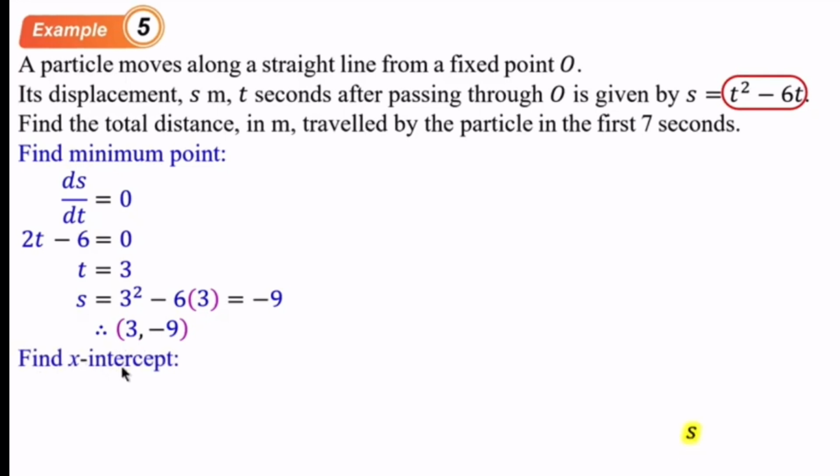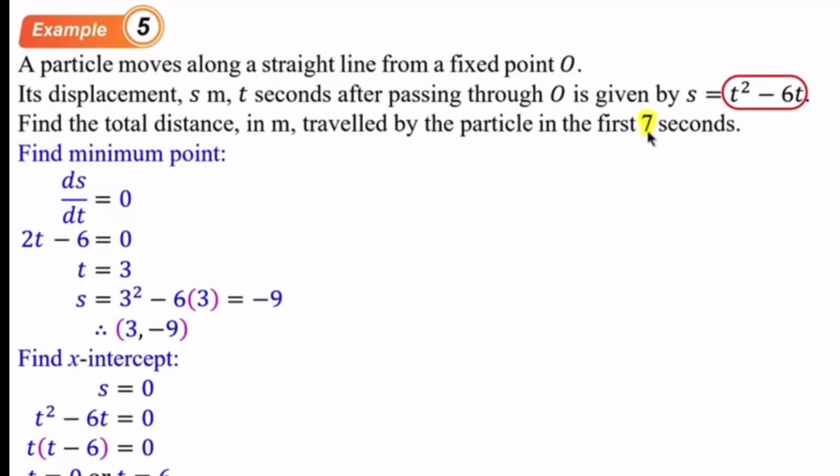Then after that, we need to find the x-intercept. In order to sketch a graph, you have to follow all the steps. Find the x-intercept: let s equal 0, then we factorize. So we factorize t, and then t minus 6 equal to 0. So t is equal to 0 and t equal to 6, right?